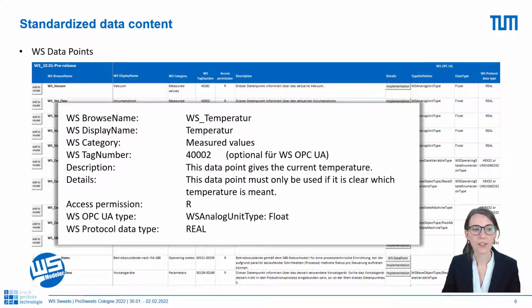We have the browse name, the WS display name, the category, and the tag number, which is only necessary for WS protocol. We have the description of this data point, and we have more details, for example, details for implementation, so advice. We have the access permission, the data type for WS OPC-UA and the data type for WS protocol.